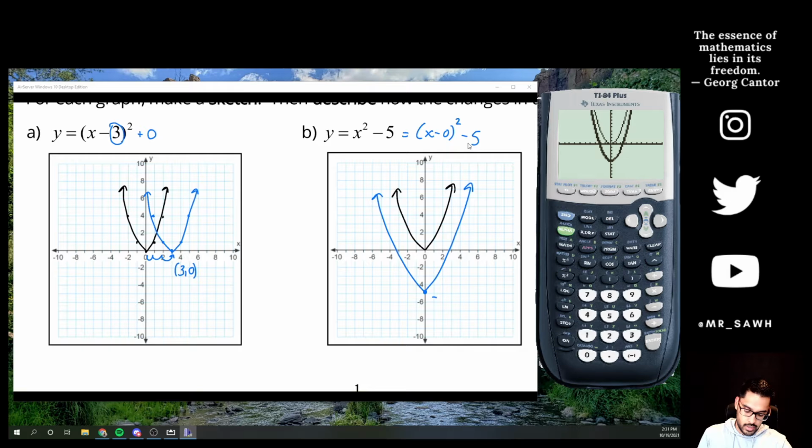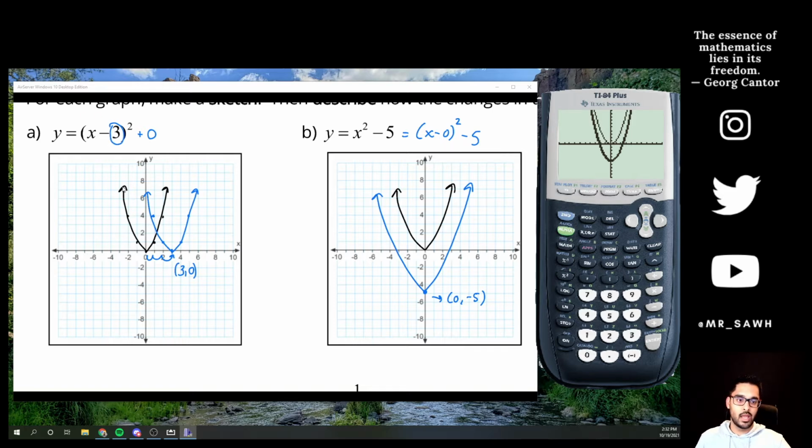So I know the coordinates of my vertex here are 0, -5. And again, it's those same numbers from that equation that are going to tell me where that vertex happens to be. And you'll notice that each time there's a subtraction in it.